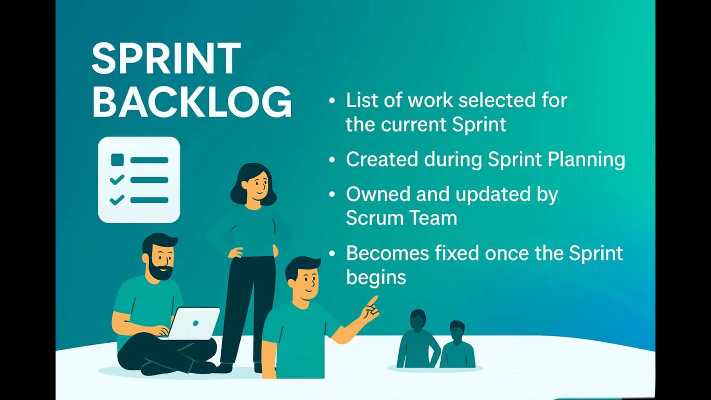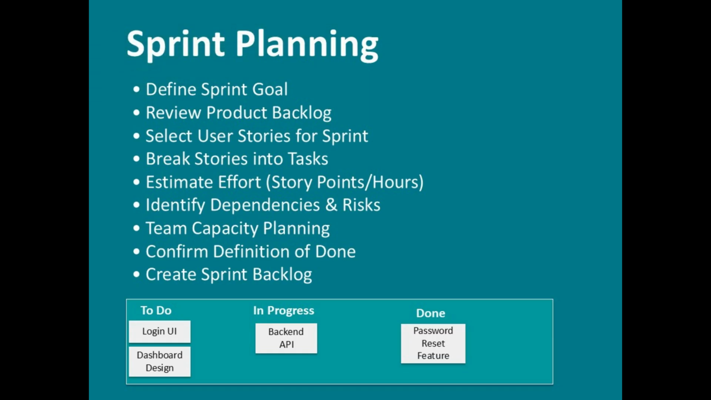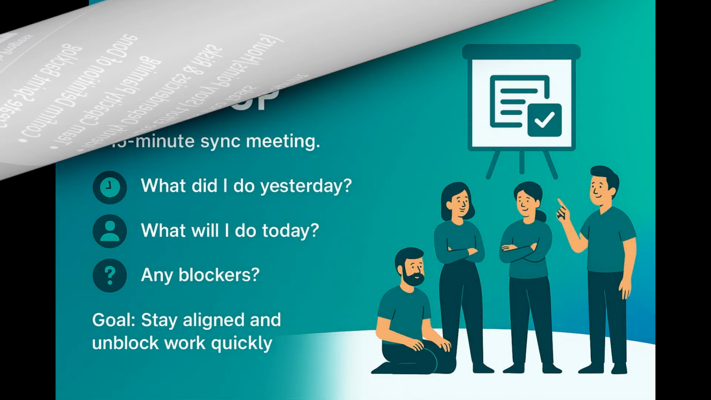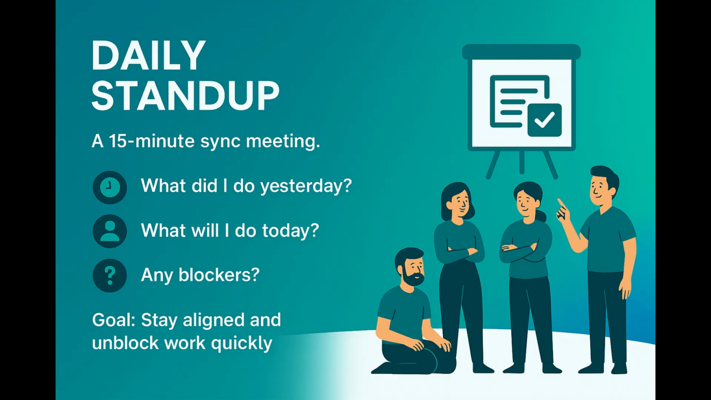At the start of each sprint, the team holds sprint planning. Here, the product owner explains the highest priority items, and the team selects which ones they can complete during the sprint. This selection becomes the sprint backlog, the to-do list for that sprint only.